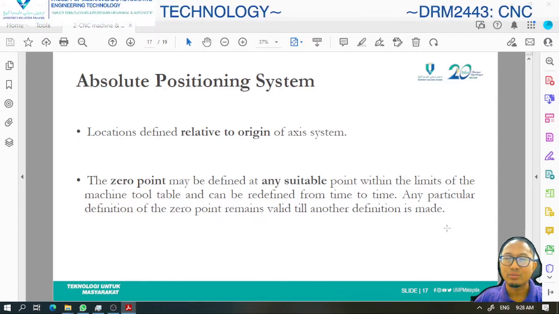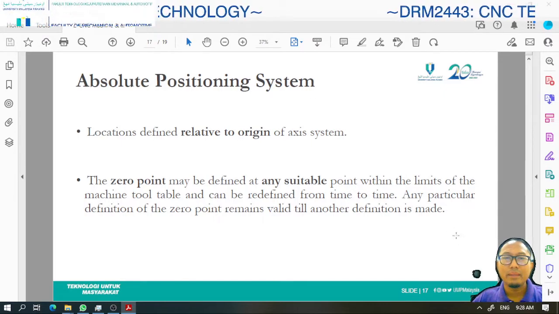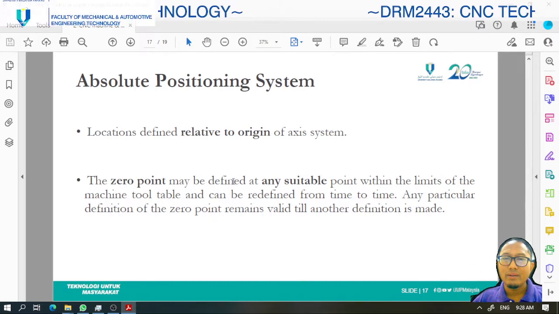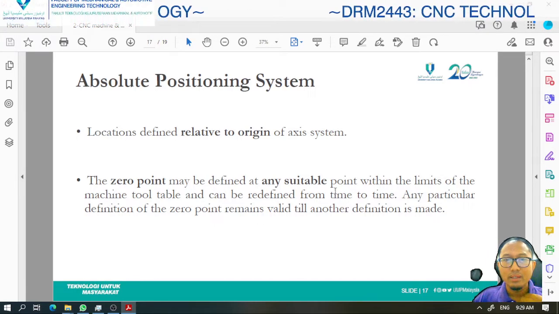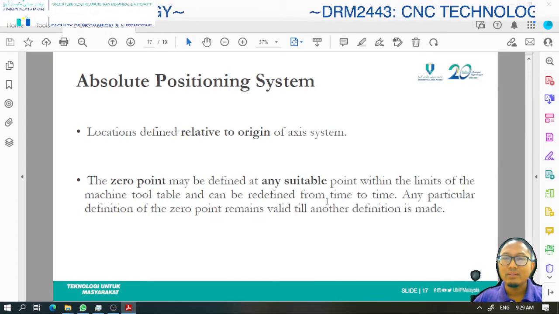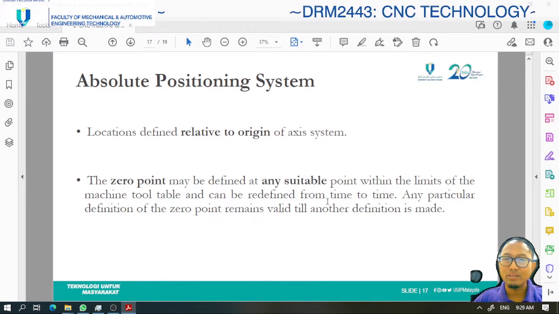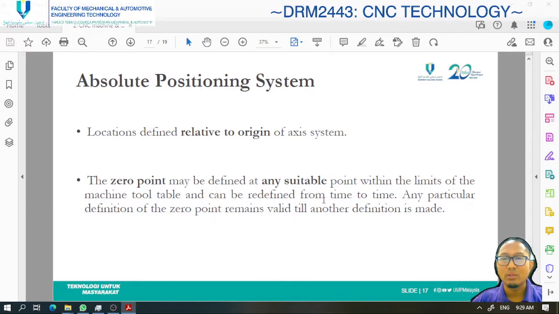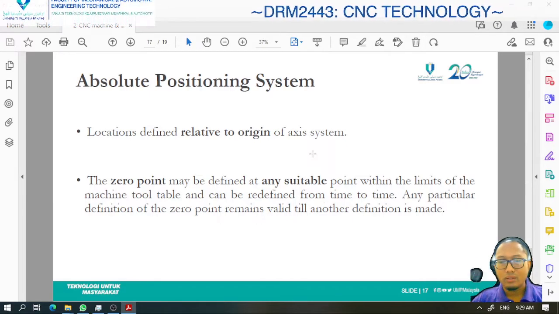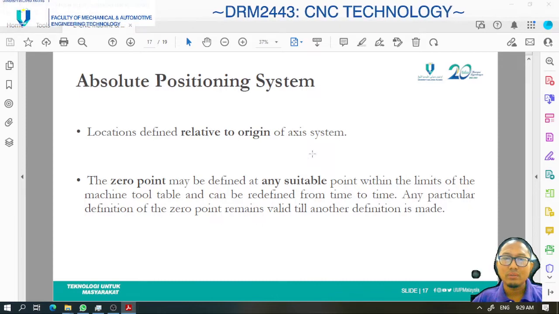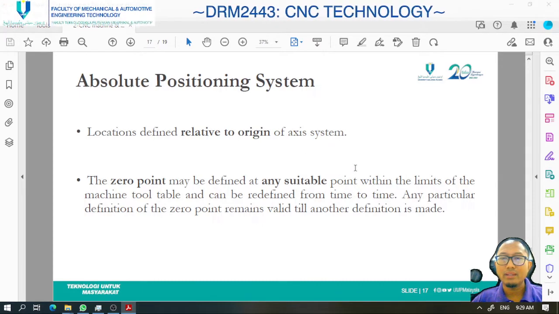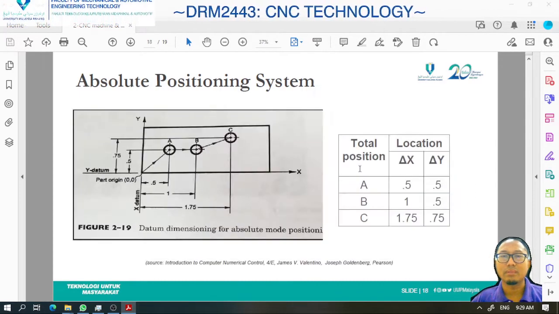And then we have the absolute positioning system, the easiest one, where the location is relative to the origin, the 0, 0 coordinate. The 0 point can be defined at any suitable point within the limits of the machine tool, and we can redefine the 0 point, the origin, from time to time according to our work part. Any particular definition of the 0 point remains valid until another definition is made.